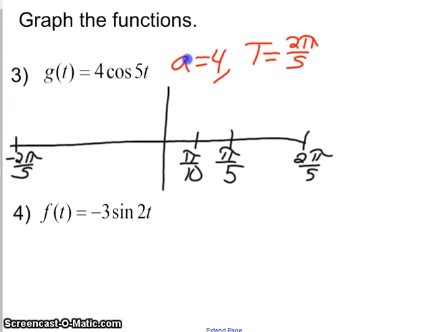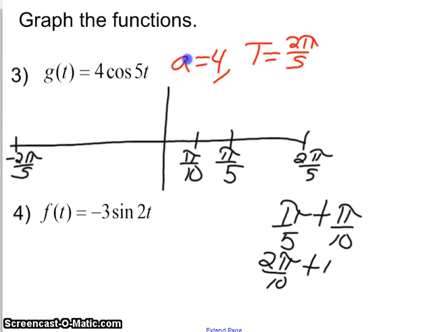Two pi over... All right, I'm going to do that for you. It's going to be pi over 5 plus pi over 10. Okay, it's going to be this much plus 2 pi over 10, so I need a common denominator. This is 2 pi over 10. Yes, you need a common denominator when you're adding fractions. So it's 3 pi over 10.